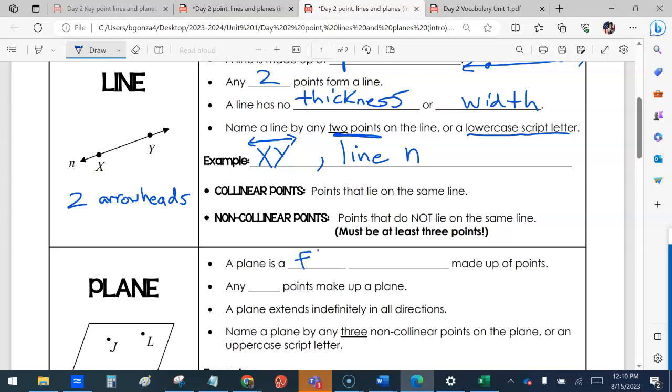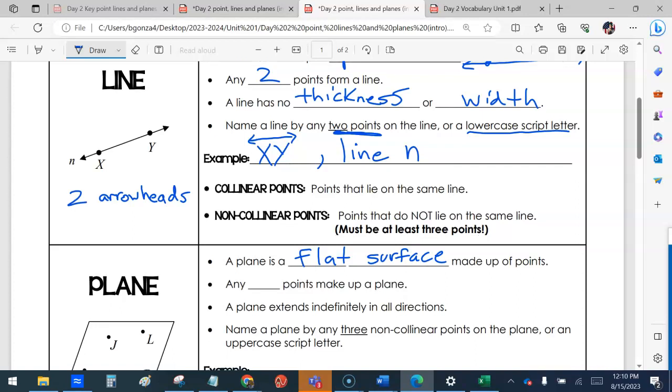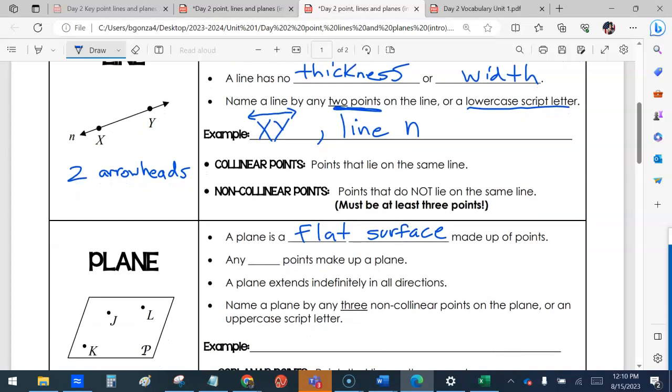A plane is a flat surface made up of points. If you think of a bunch of points and they're just all next to each other and they make a flat surface, that is a plane, okay? Now, to make a plane, it's going to take 3 points. Any 3 points make a plane. A point was 1, a line takes 2, but a plane, a flat surface, takes 3 points, okay?